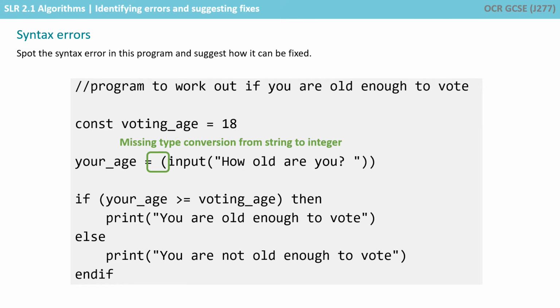So, did you spot it? The error is located here, and we're missing a type conversion or casting operation to convert a string entered by the user to an integer to store in the variable your_age. This would be a syntax error, as the code would fail to translate to this line and wouldn't run.